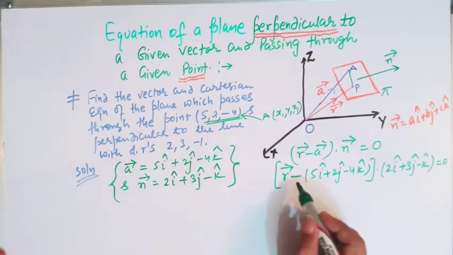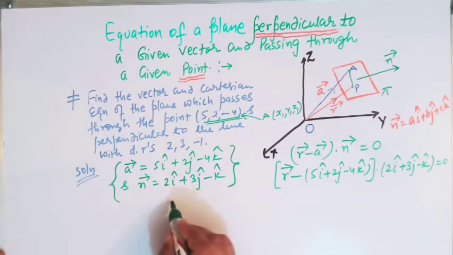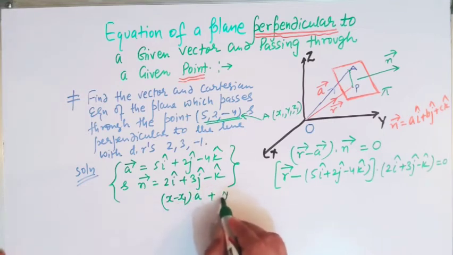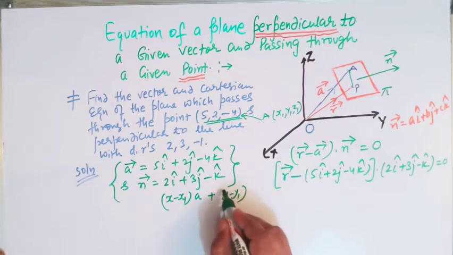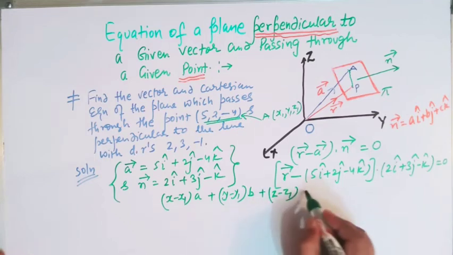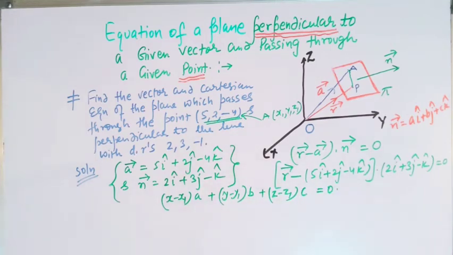Let us find the Cartesian equation. The Cartesian equation is (x minus x1) a plus (y minus y1) b plus (z minus z1) c equal to 0, right? So this is the Cartesian equation of a plane which passes through the point x1, y1 and z1, and the direction ratios of the normal to the plane are a, b and c.